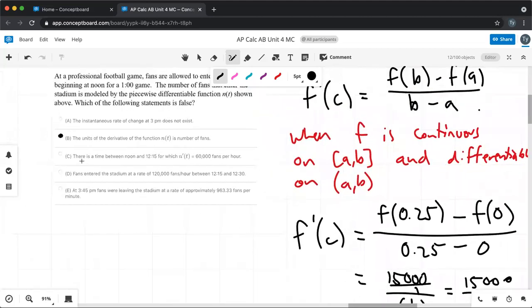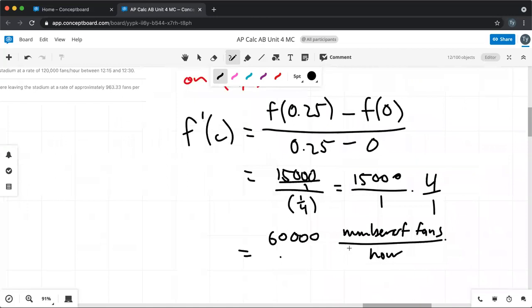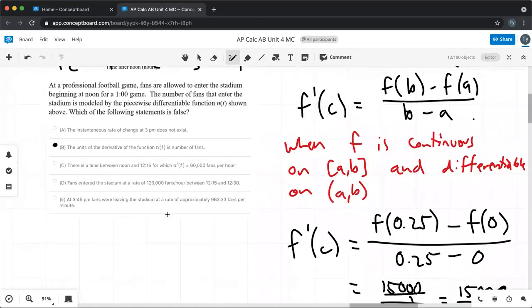So did we answer the question? This is asking us, is it true or false? There is a time between noon and 12:15 for which N prime of t is equal to 60,000 fans per hour. Well, we just showed that that is true. We do not know what C is, but we know that it must exist by the mean value theorem. So C is true.